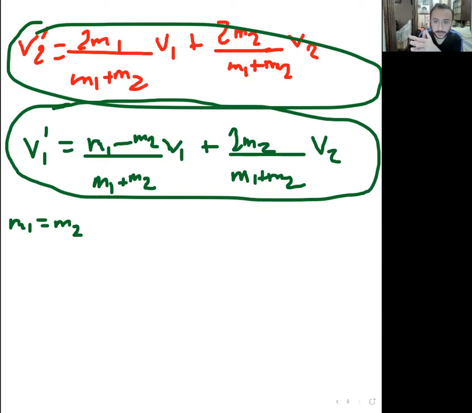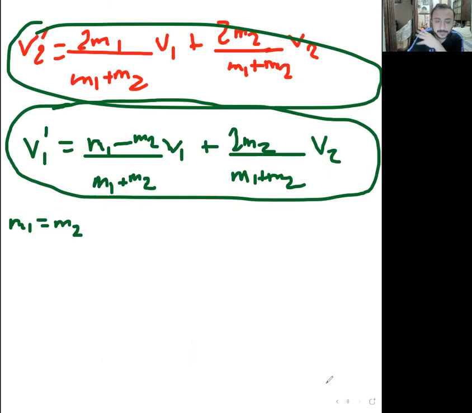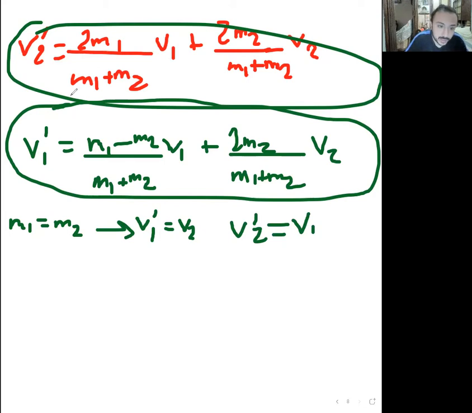In the case that we did before, they did not have the same mass. We said that m1 has a mass different than m2. But if they have the same shape and the same mass, we will have v prime 1 equals v2. It took the velocity of the other body. And v prime 2 will have the velocity of the first body. So this is how they exchange velocities.